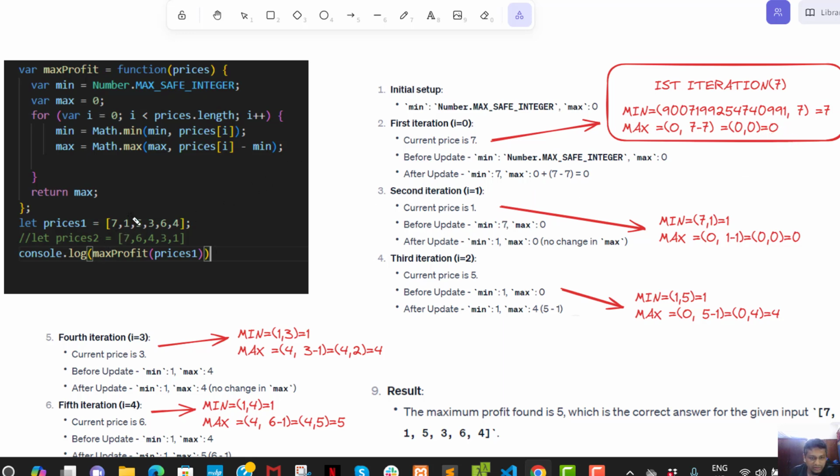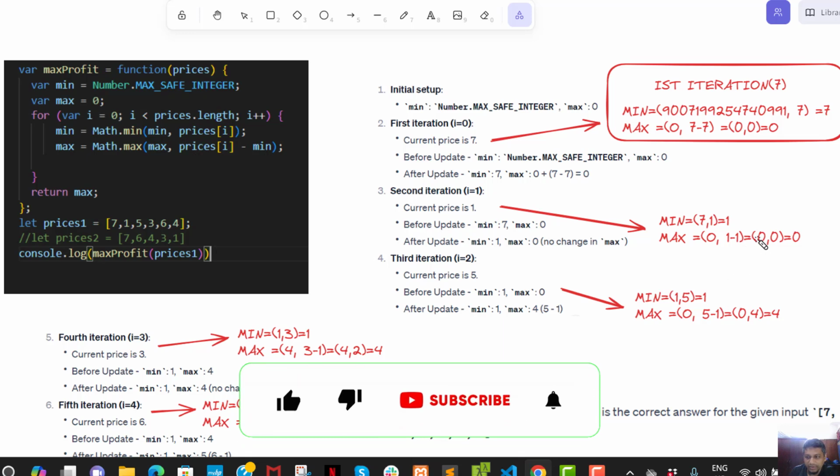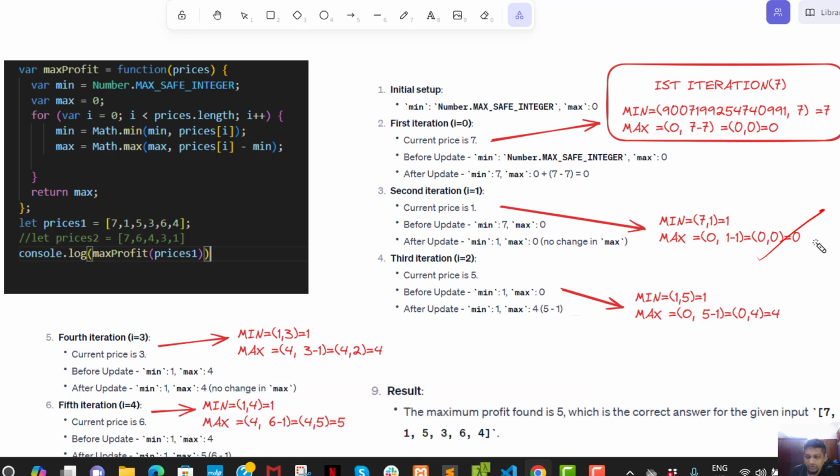Okay, in the second iteration, the number is now 1. So for 1, what is happening? From the previous iteration, we have minimum as 7. Between 7 and 1, 1 is the minimum, so it is updating to 1. And what is max? Max is still 0. The current price 1 minus min 1 is 0, so among 0 and 0, max remains 0.